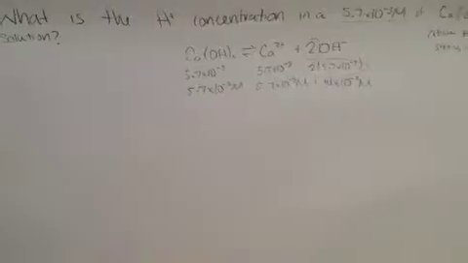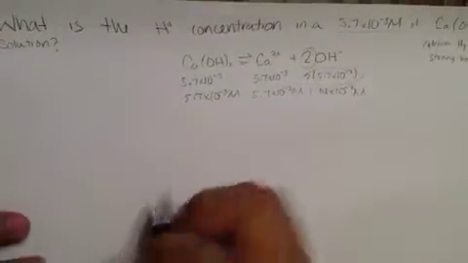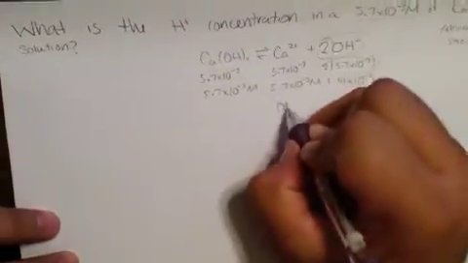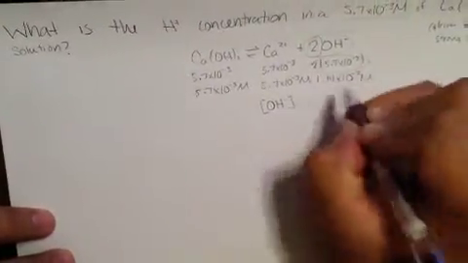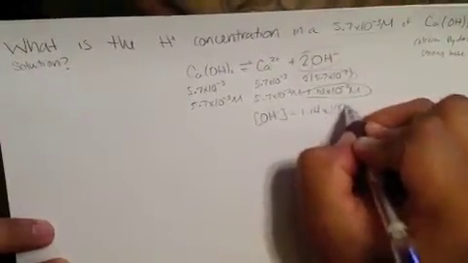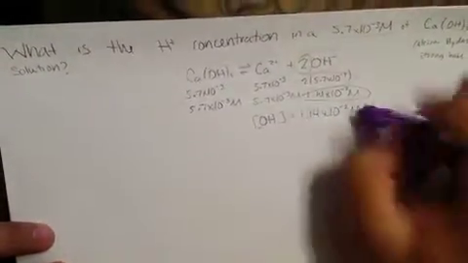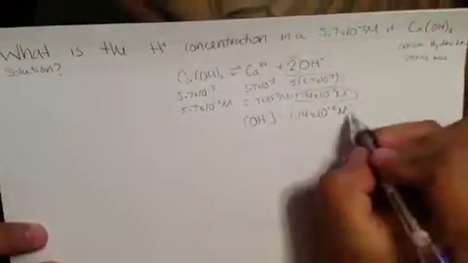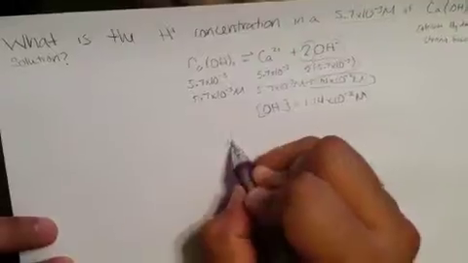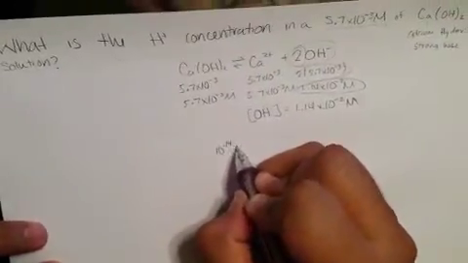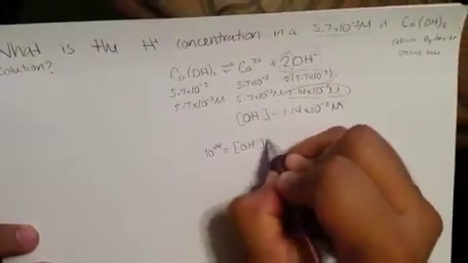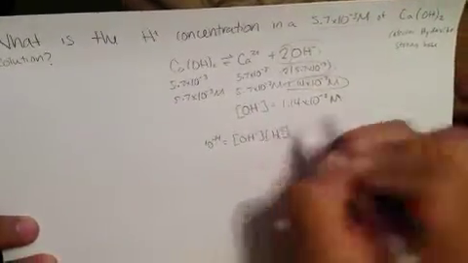If you plug this into your equation, you know that this is your OH concentration, so you know that OH is this. And you plug it into your equation, 10 to the negative 14 equals OH times your H concentration.